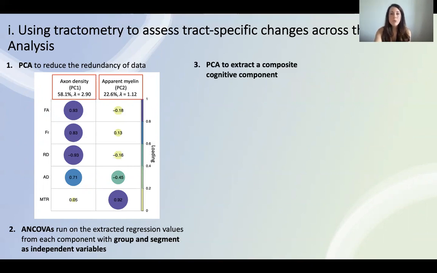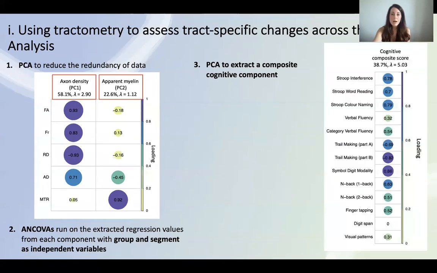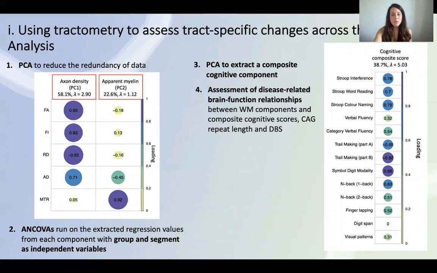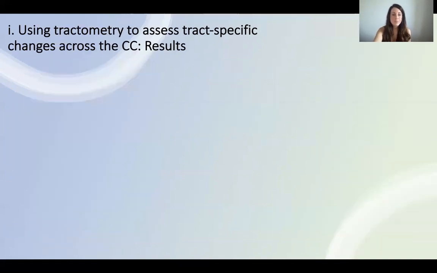We then also used PCA to extract a composite cognitive component after assessing HD patients on a series of cognitive and motor tests. This is because we were interested in understanding a little bit more about disease-related brain-function relationships. And so we used Spearman correlations to assess relationships between our white matter components, cognitive scores, as well as CAG repeat size and DBS.